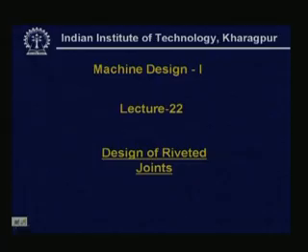Lecture number 22, and the topic is design of riveted joints. Now in the last few lectures you were taught how to design non-permanent joints. Non-permanent in the sense that the joints are such that any time they could be dismantled or disassembled if the requirement arises. So, these are the non-permanent type joints. There is another kind of joint which is known as the permanent fasteners or permanent joints.